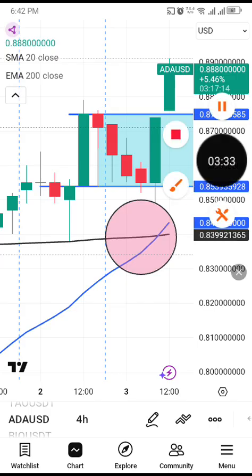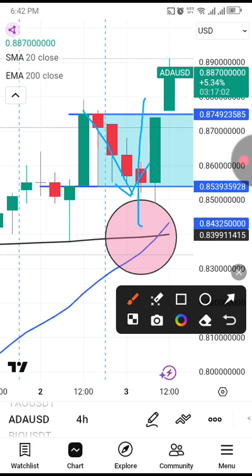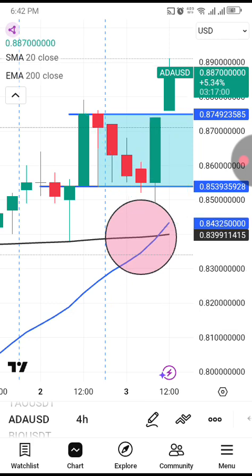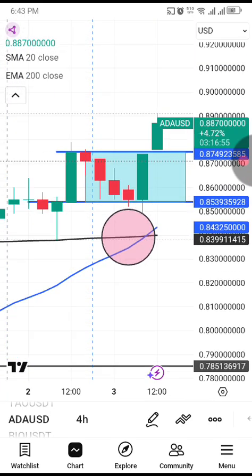So I waited for the market, as I'm always telling you, to come back inside. But here I was also trading going down because I know that pattern. Then here you can see it has formed a bullish pin bar. Do you see? This is the bullish pin bar.